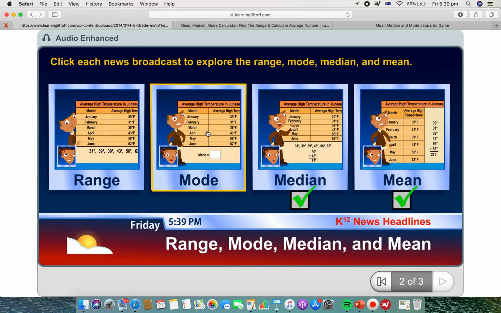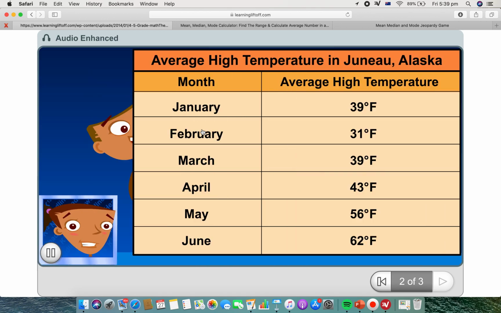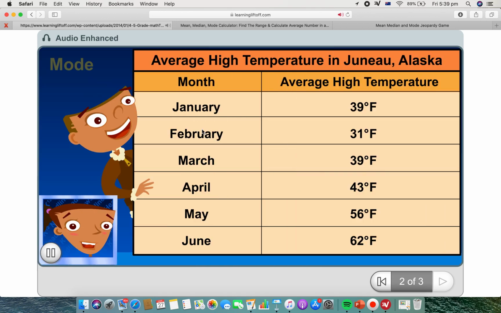All right, now next thing, let's check out the mode. On today's show, we'll explore the mode of a data set. Sometimes in a data set, there are values that occur more often than others. The value that appears most often in a data set is called the mode. And now here's Alex with the mode.